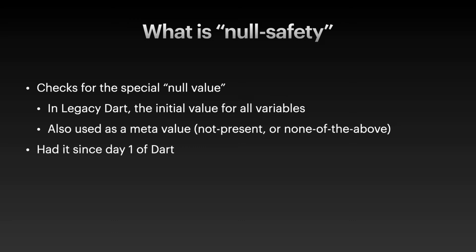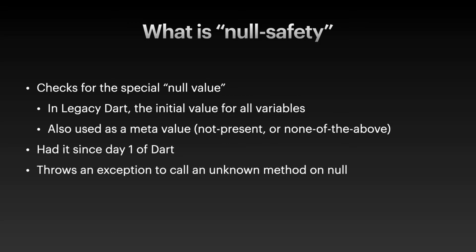Now, what's the implication of Dart? No, not what's the implication of Dart. What's the implication of null in Dart? There we go. I like that better. Is that whenever you try to call any method on it, except for a select few methods, it throws an exception. And that's in the same way that calling a method on an object that doesn't understand it throws an exception. You can't do something that you can't do.